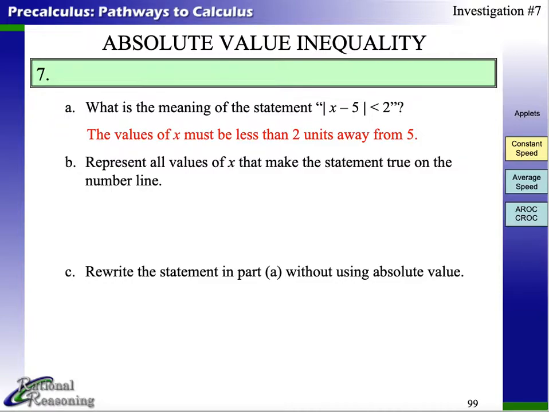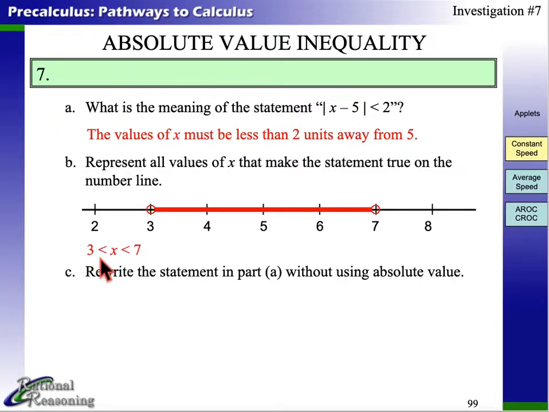Must be less than. So sometimes I don't see the words when I'm reading. So represent all values. Okay, so that means, let's see, if we're less than 2 away from 5, we could be up to 2, so that'd be 7 and 3, but those endpoints are not equal. So notice 3 and 7 themselves are actually not less than 2 away, they're exactly 2.